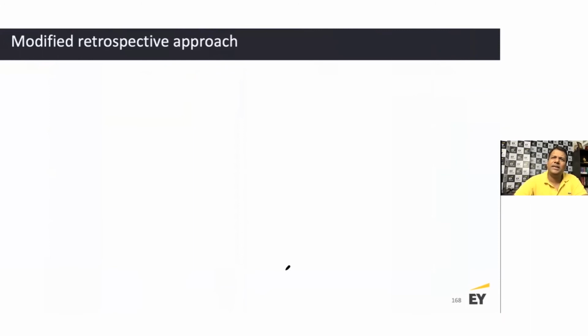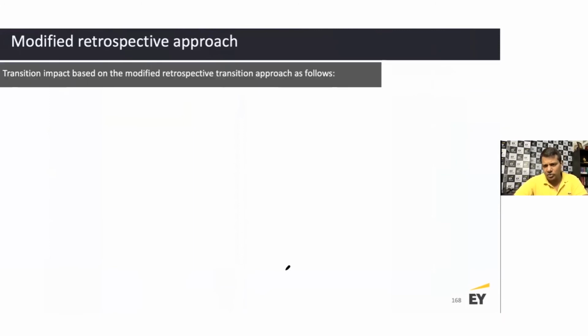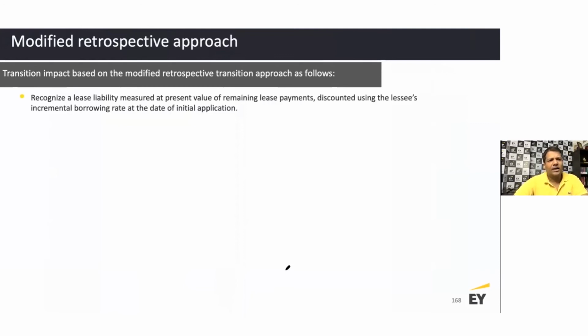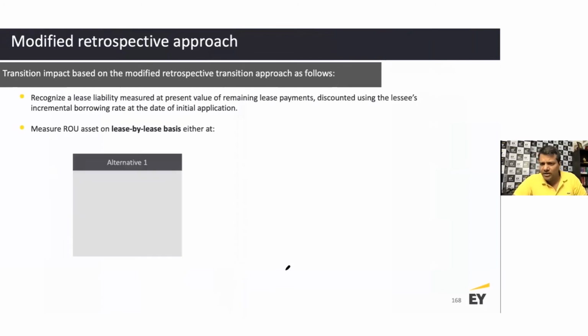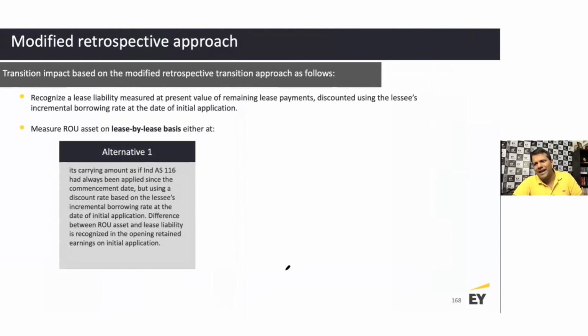We have experienced that most of the companies have actually followed the modified retrospective approach. Now in a modified retrospective approach, you don't go back to all the years. You don't restate the previous year. You only focus on FY 19-20, the current year, so to say, and you make the changes at the beginning, April 1, 19.